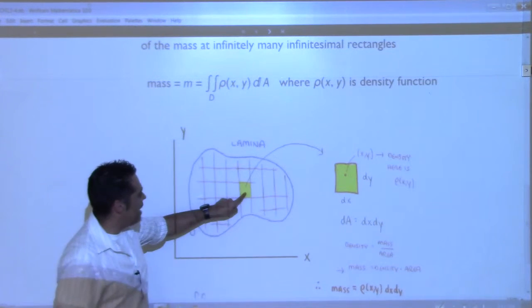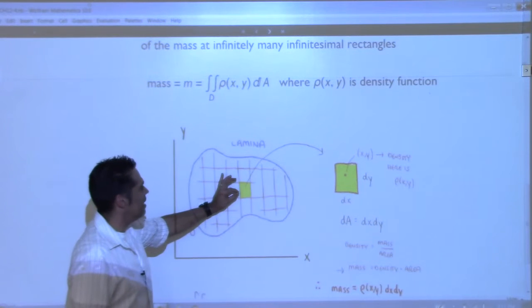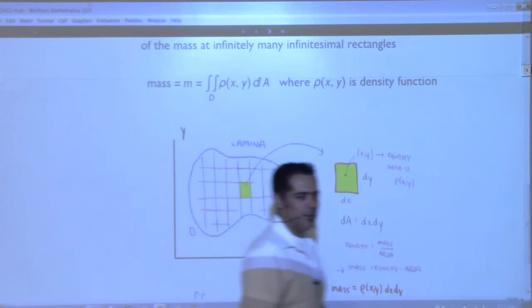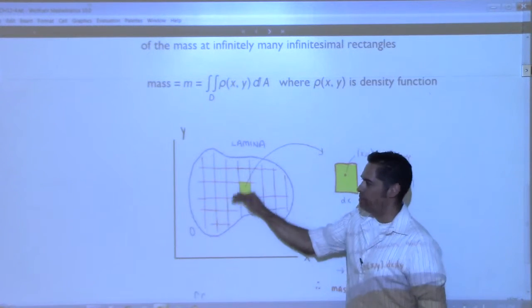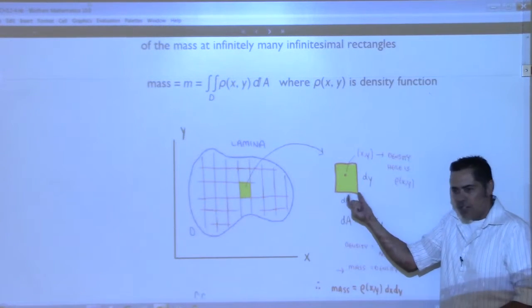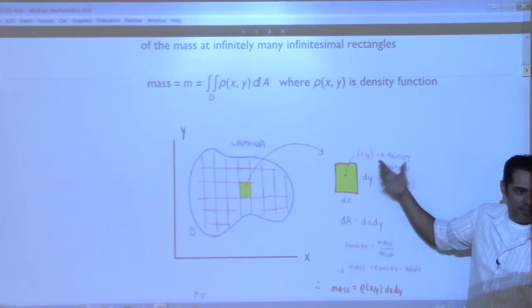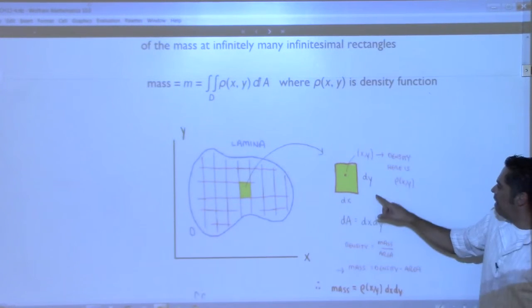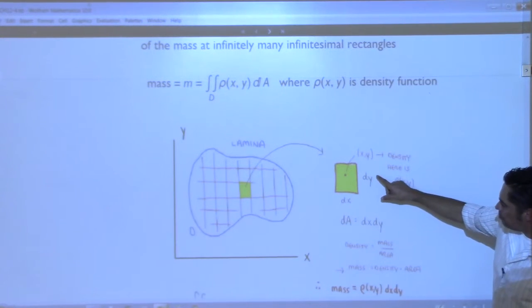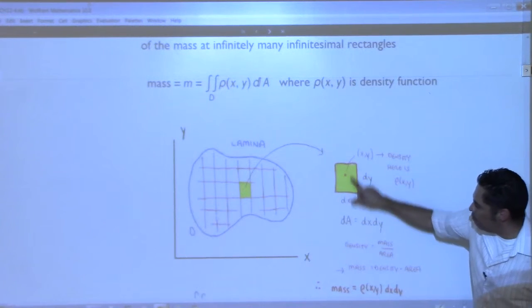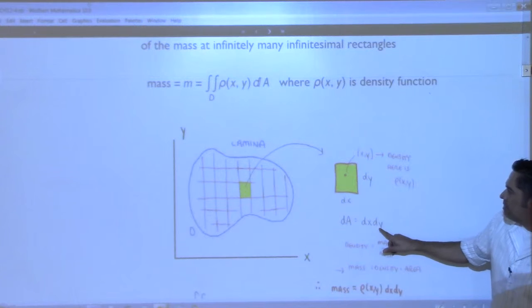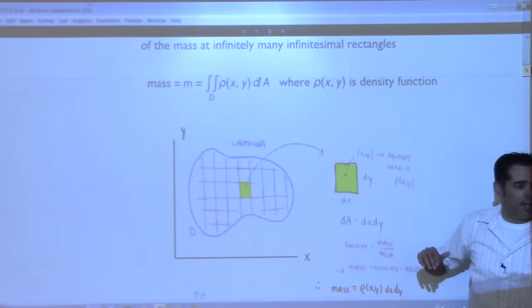Okay, so let's talk about this little infinitesimal rectangle. We know its area. If we're looking at this as x and this as y, then the area would be the little change in x times the little change in y. Does this look familiar? The area of this little piece, which we will call dA, is dx dy. So we've got the area.